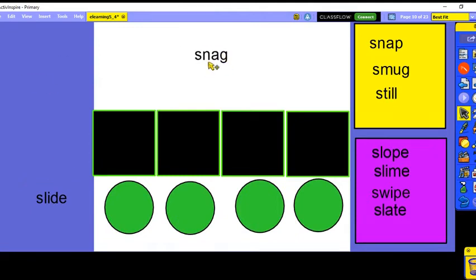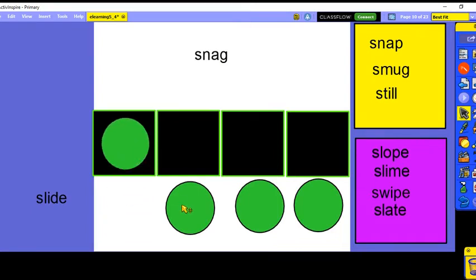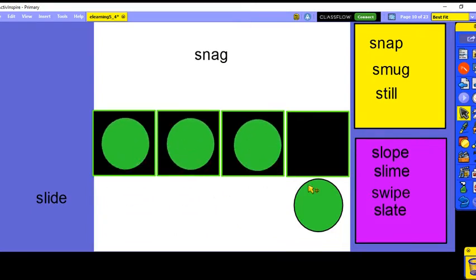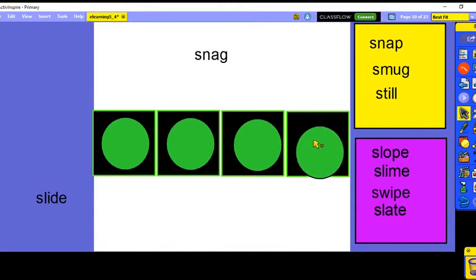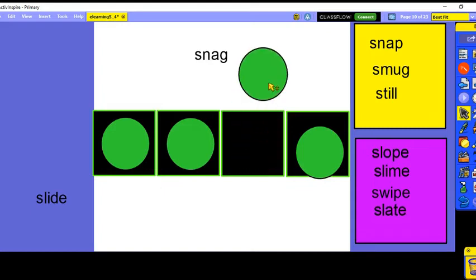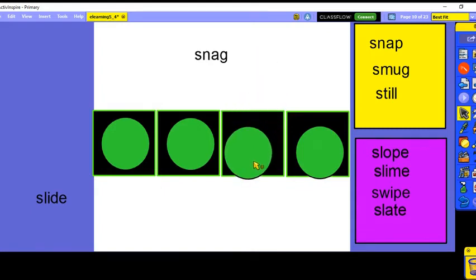This word is snag. Let's say all the sounds in snag. Snag. Now let's say just the vowel sound. A. Is that a short vowel sound or a long vowel sound? A is the short vowel sound.